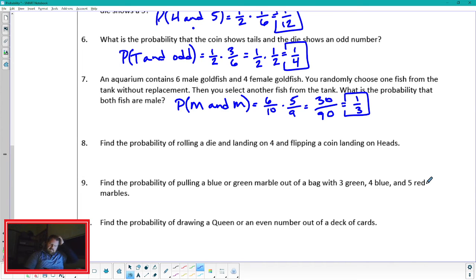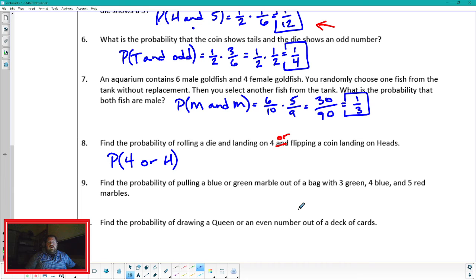So this one I want to change. So follow along here. I want to change this to an "or", because this would basically be the same as this one here where the coin landed on heads and the die landed on 5. So we're going to change it to "or" and really take a look at it. So find the probability of rolling a die and landing on 4, or the probability of a coin landing on heads. So you can kind of see if that was "and", it would be the same thing. 1 out of 6, 1 out of 2, multiply them together, there we go.